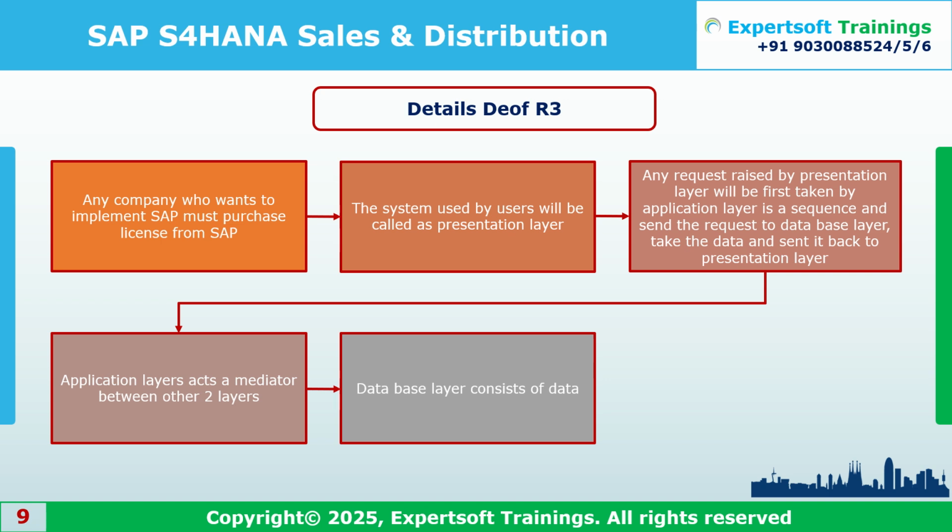The system used by the users is called the presentation layer, and any request raised by the presentation layer will first be taken by the application layer in sequence, which sends the request to the database layer. The database layer takes or extracts the data and sends it back to the presentation layer. This is how the R3 architecture works. The application layer acts as a mediator between the two other layers, and the database layer consists of data.